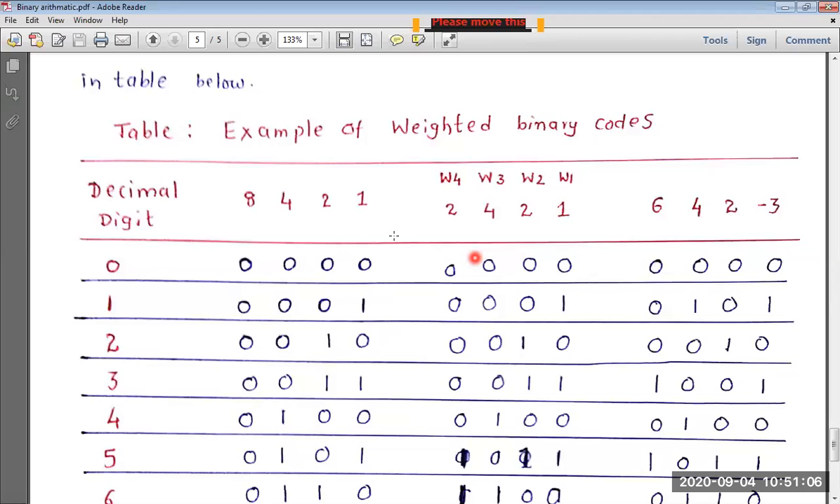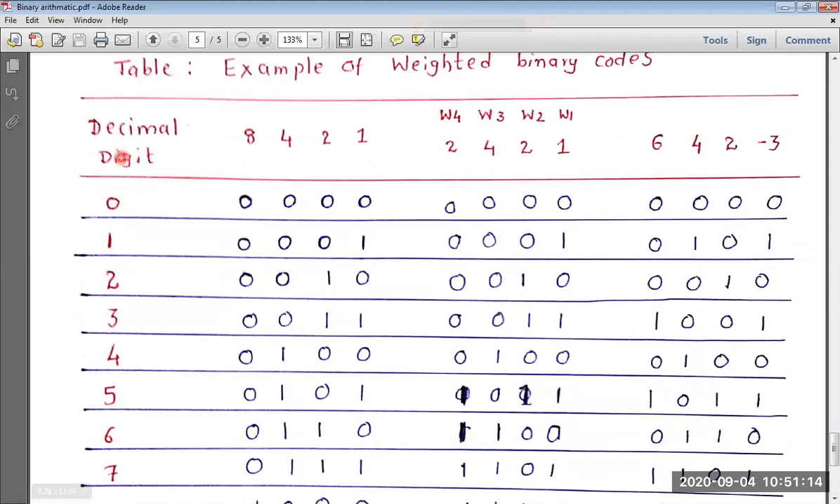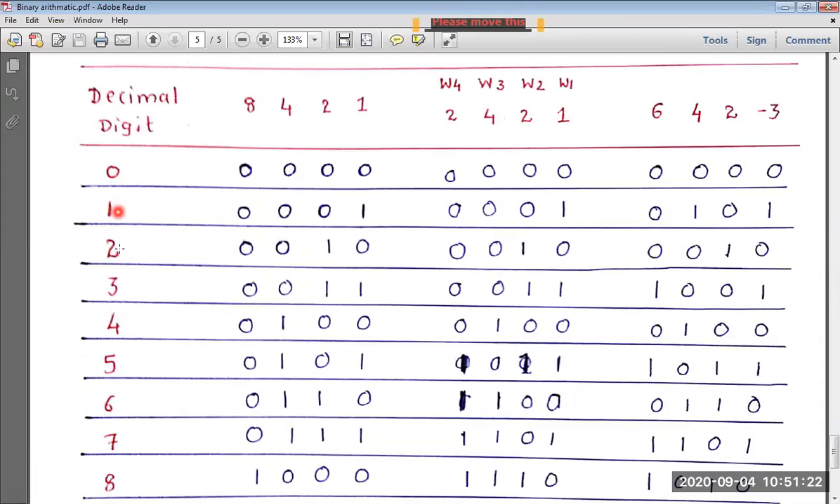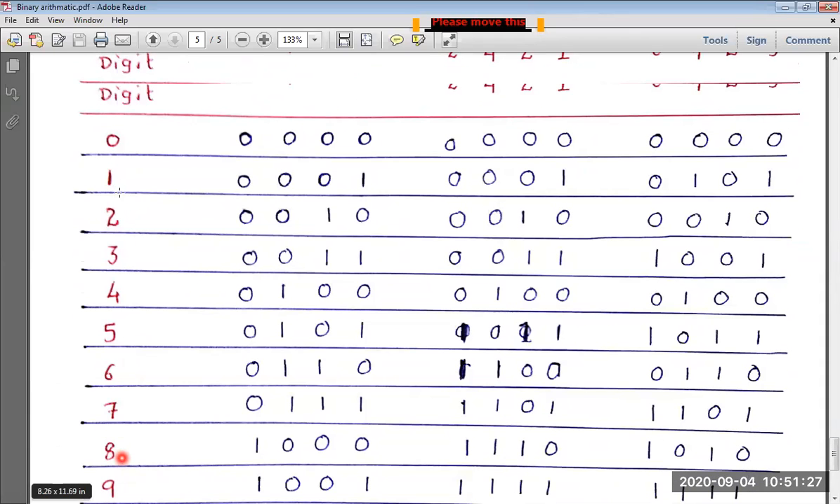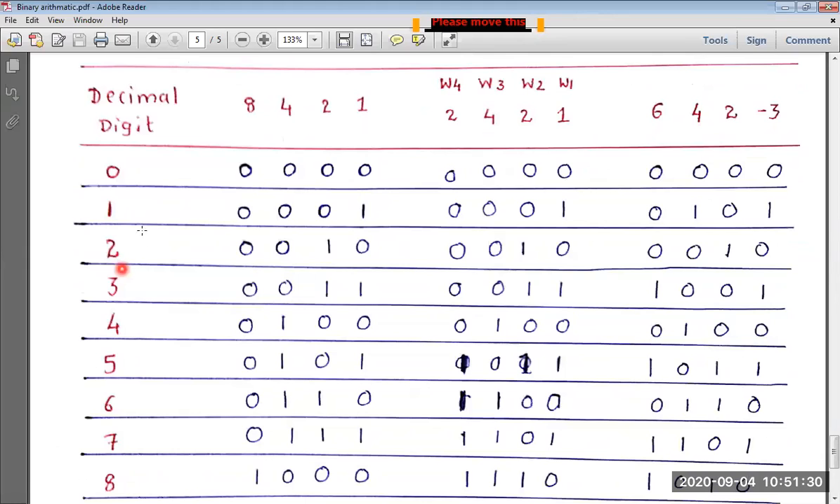In this table, we are seeing codes, some ones and zeros and so on. In the first column, the decimal digit is shown. Decimal digits means 0, 1, 2, 3, 4, 5, 6, 7, 8, 9. These are the digits used by humans, that is, us. We don't use 0001 or something like that. What we use is 0, 1, 2, 3, 4, 5, 6, 7, 8, 9.